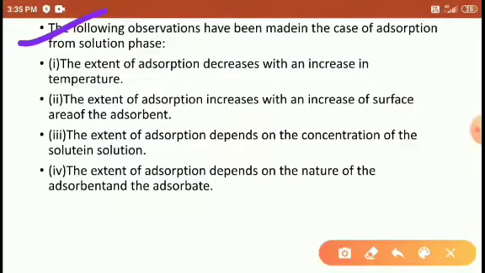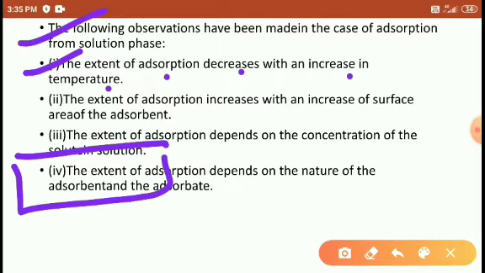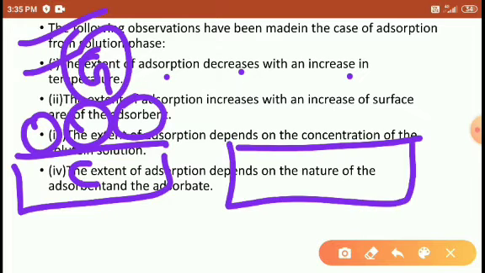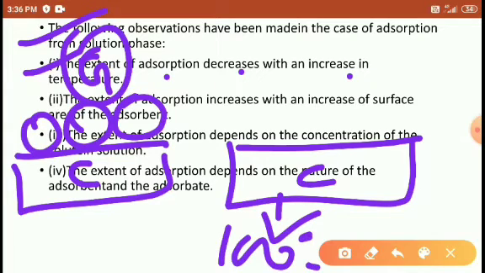The following observation has been made in the case of adsorption from solution. The extent of adsorption decreases with increasing temperature. Right. So students, when you use the charcoal powder in which you are adding any gaseous particles, gaseous particles easily occupy its surface at normal pressure and normal temperature. When you are using the charcoal at a temperature of 100 degrees Celsius, then what happens, students?